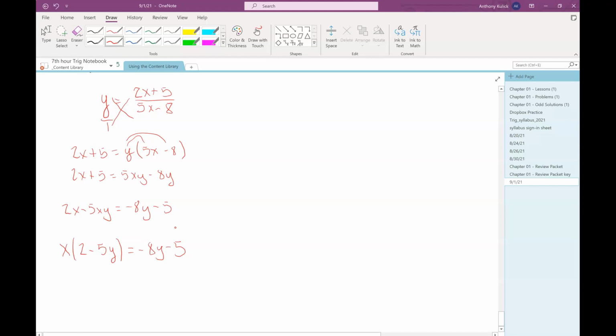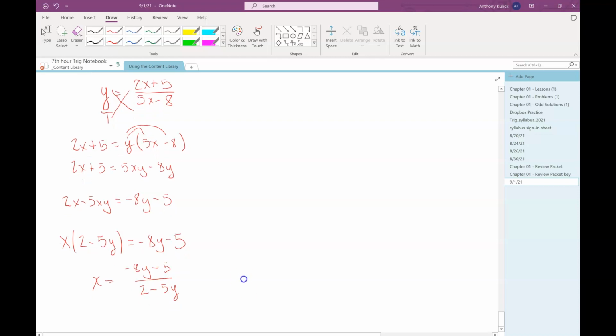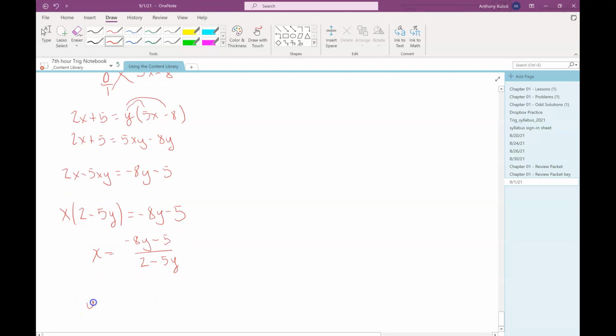Yay! And so then next I'll divide both sides by that 2 minus 5y. And now I have my x by itself. I can then swap my x's and y's and write this in function notation.